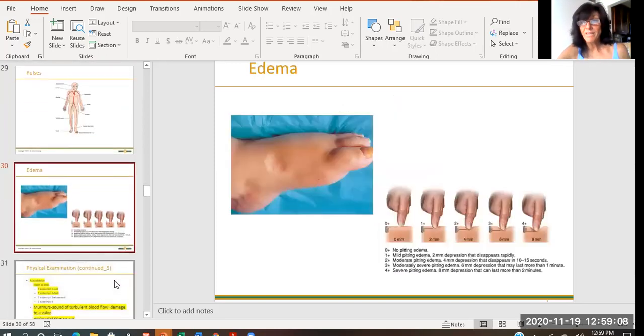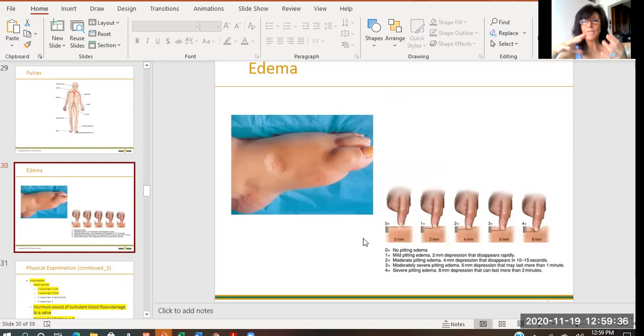Here's a picture of edema, pretty bad too. Look at that foot, swollen. And this is a measurement of if edema is what we call pitting, okay? Pitting means that when you push on the area that's swollen, it stays depressed, just like that picture, even after you remove your finger. And then the question is, how deep does it go and how long does it stay depressed? Okay, which gives you a lot of information.